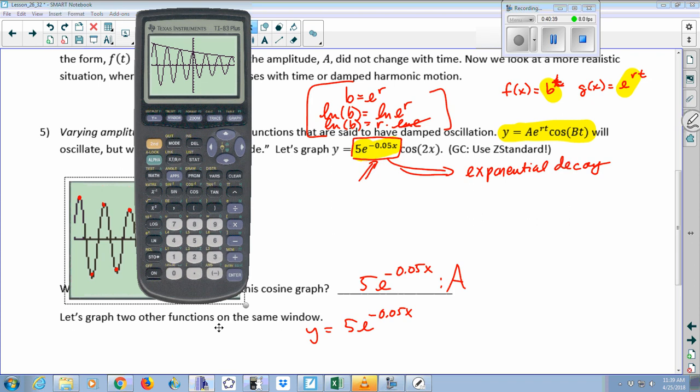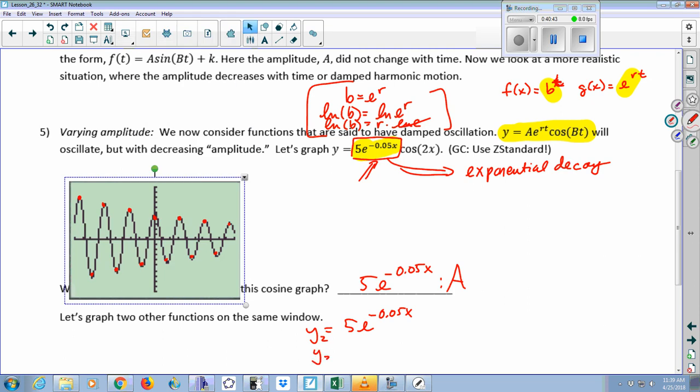So what am I missing here? What other function am I missing to throw into my calculator? This is y2. What else can I put in here if I'm looking at amplitude? Negative 5e to the negative 0.05x. Because remember, your amplitude is the distance above and below your midline. We know that the amplitude's the absolute value.